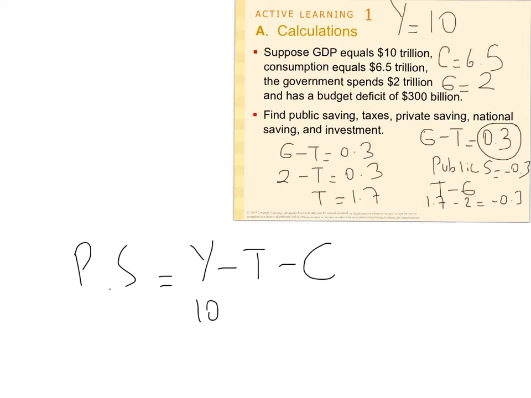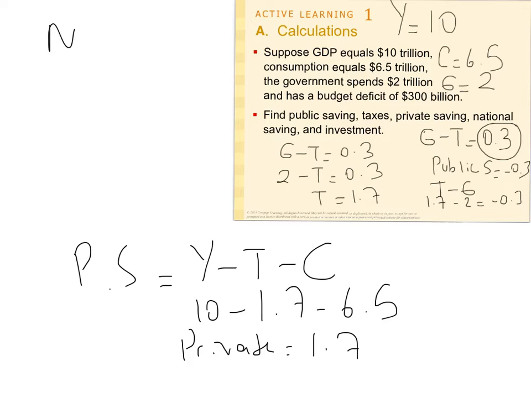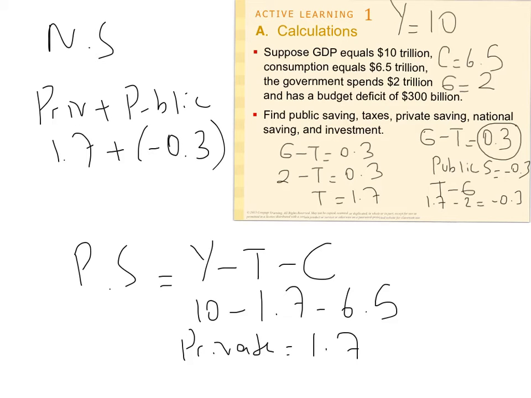So income is 10, tax is 1.7, minus 6.5 will give you the private saving. If you do this calculation, 8.2, private saving will be equal to 1.7. Okay. And what is national saving? National saving is the sum of private saving plus public saving. Private saving is 1.7 plus minus 0.3. I think I made a mistake here. It should be 1.8 here. And then national saving is equal to 1.5.